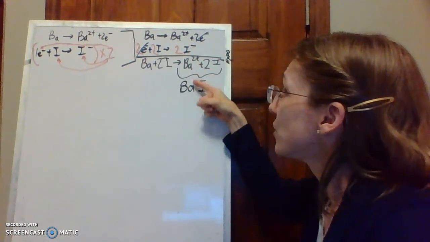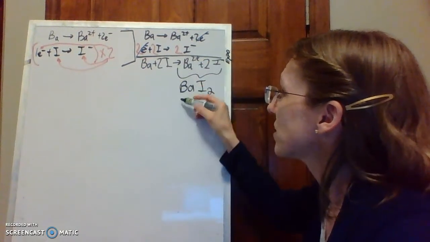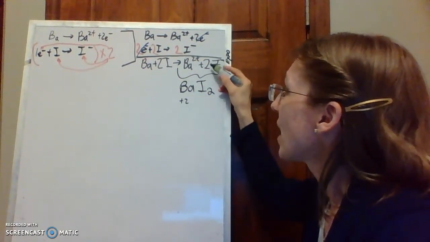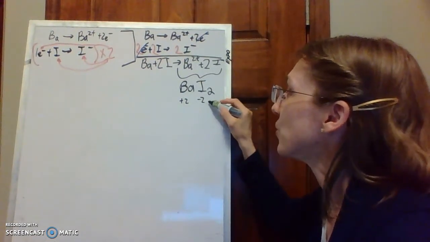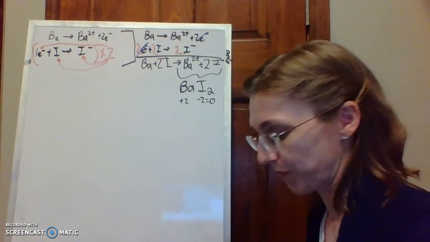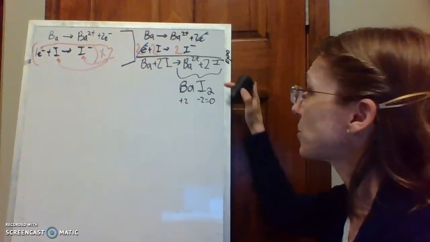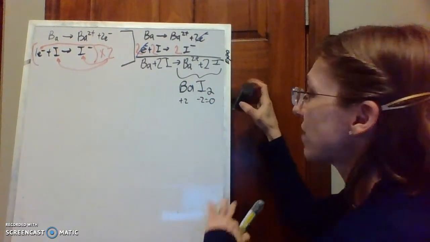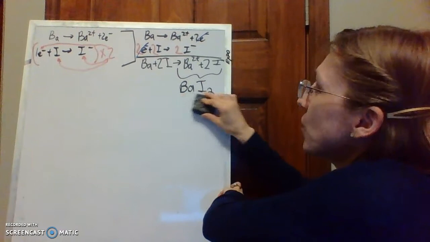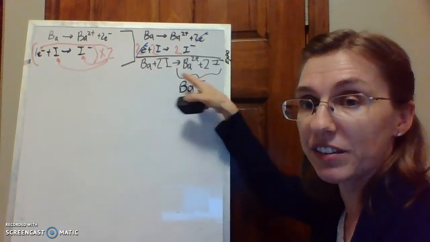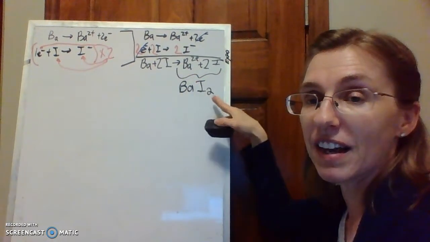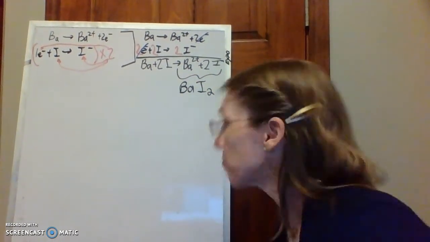Okay? And we can double check ourselves because then we know that the whole thing has to equal 0. So we've got 2 pluses, because we've got 1 times plus 2, that's plus 2. And we've got 2 of the negative 1's, which is minus 2. So the whole thing is 0. Okay? So we can always double check our chemical formula by making sure that we've got an overall charge matching the overall charge of this particular thing. This particular thing is an ionic compound and has a 0 charge.